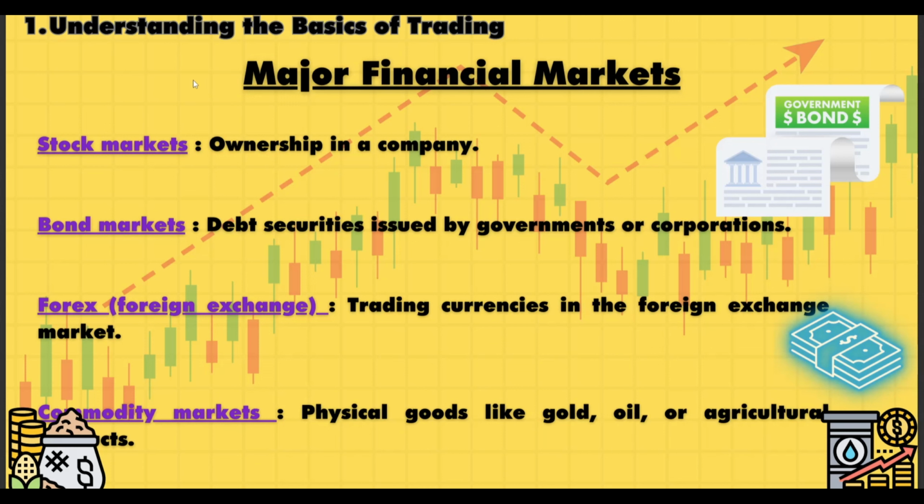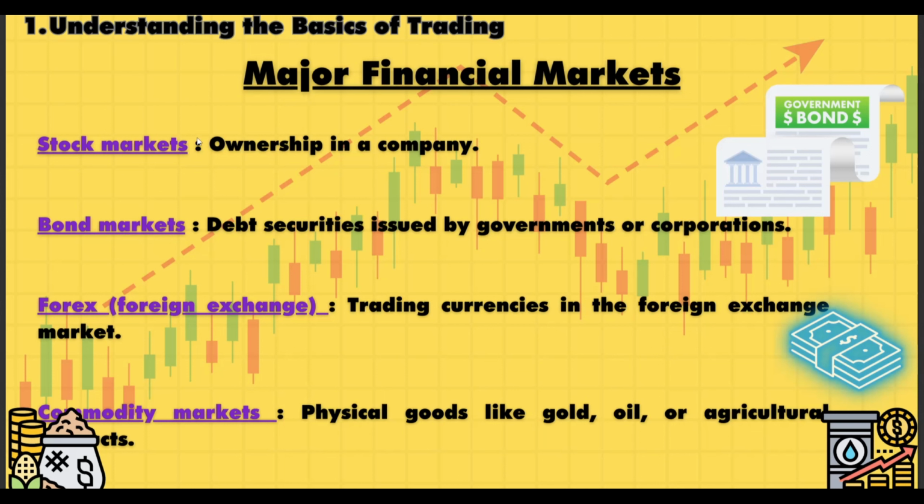So let's begin with understanding the basics of trading. Firstly, we will learn about major financial markets. Okay, stock market. So in the stock market, basically you can buy ownership in a company. Suppose you want to buy a share in the Apple company. So currently Apple is priced at around 180 to $185. So if you want to buy a share in Apple, you have to pay $185. And in the future, if Apple grows, your share price will also grow from 185 to 190 or 200 or 210. So in that way you will gain in the share price for the amount you have invested.